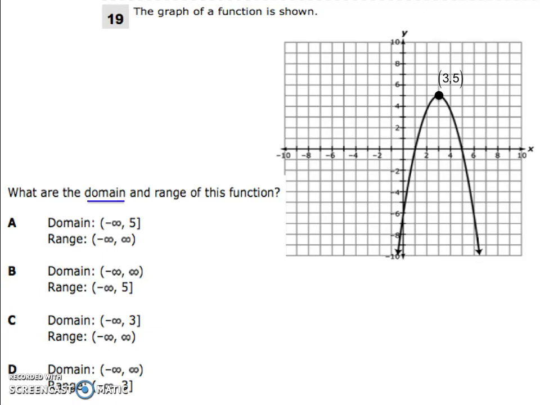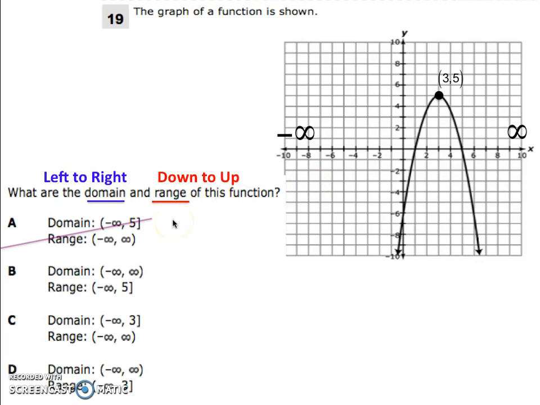So remember that the domain is the x values and you read them from left to right, and the range is your y values and you read them from down to up. You're always reading from lowest numbers to highest numbers. Okay, so for domain, think about this graph. If you follow it all the way left, it goes all the way left to negative infinity. And if you follow it to the right side, the arrow will also go all the way to the right to positive infinity. So my domain is negative infinity to infinity.